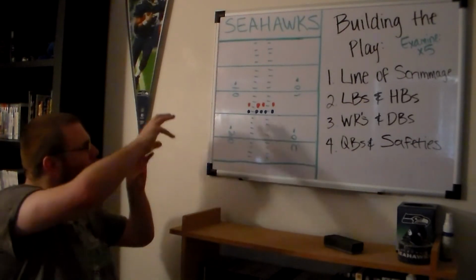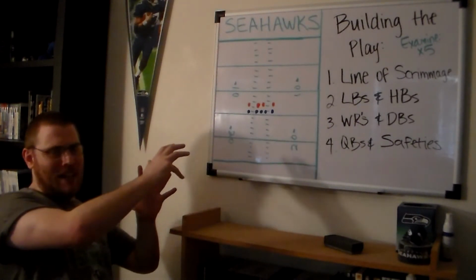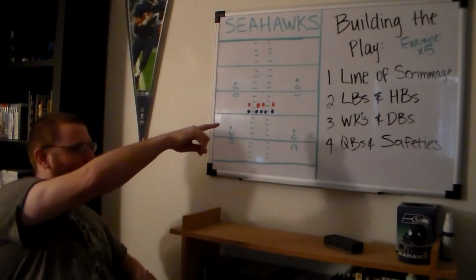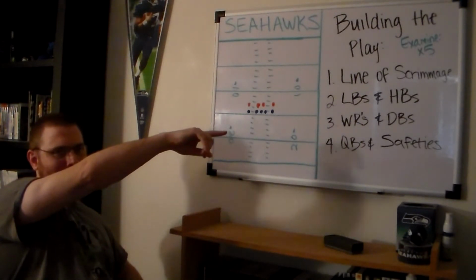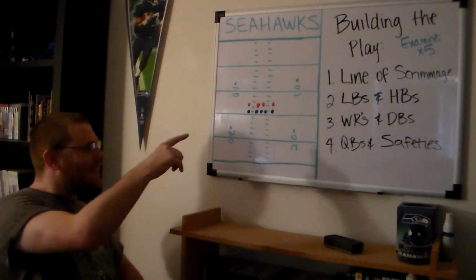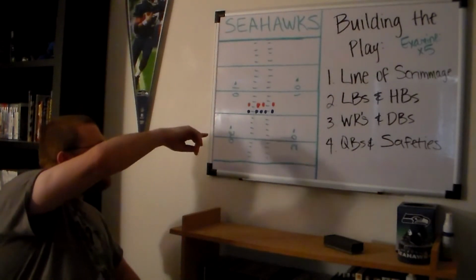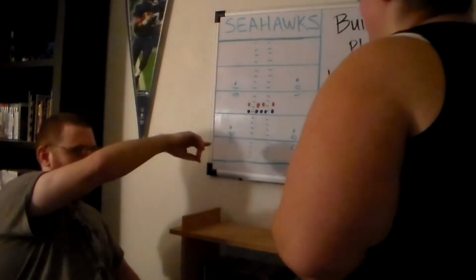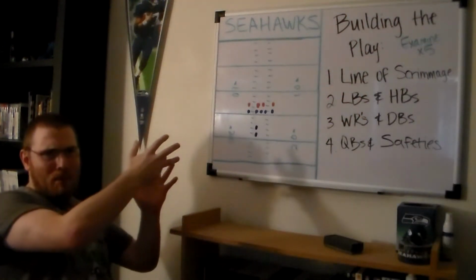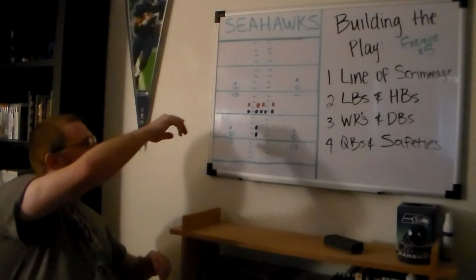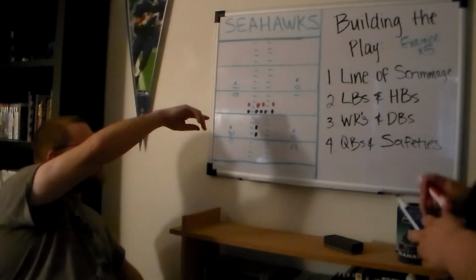So now that I've got the line of scrimmage set aside, now I'm going to build in the linebackers and running backs. Okay? That's the second part. So what we'll have here is we'll elect to build an I formation. So now we've put the running backs on the field. And now we'll put the linebackers on the field.